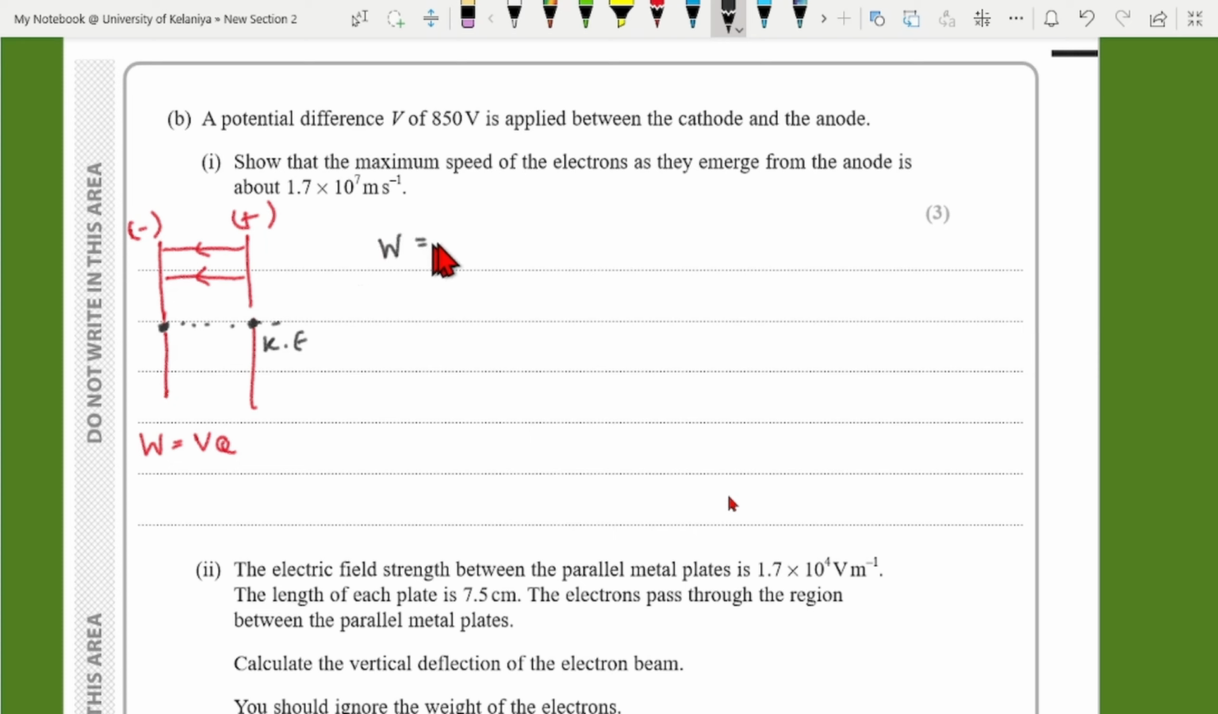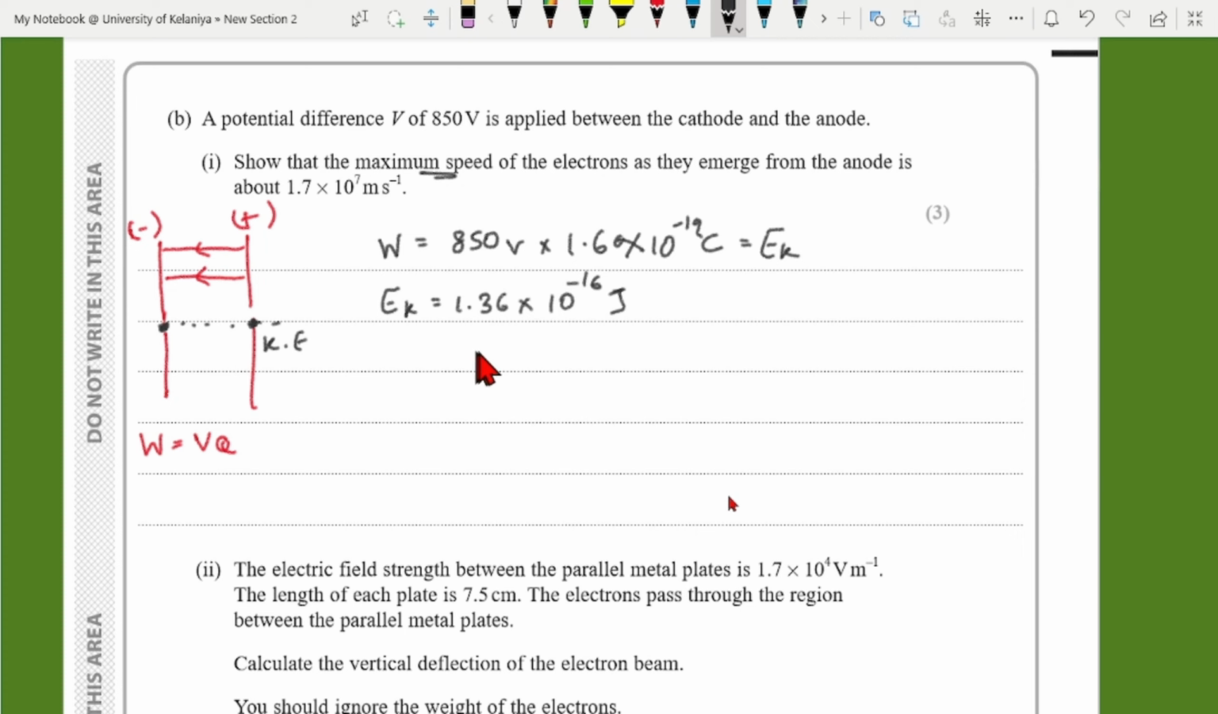So what we have to do is first find the work done, which is equal to 850 volts times the charge of an electron, 1.6 times 10 to the power minus 19 coulombs. If you simplify this, it will be equal to the kinetic energy at the end, which is 1.36 times 10 to the power minus 16 joules. Now we have to calculate the maximum speed, right?